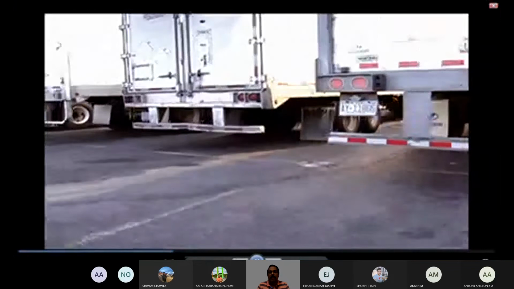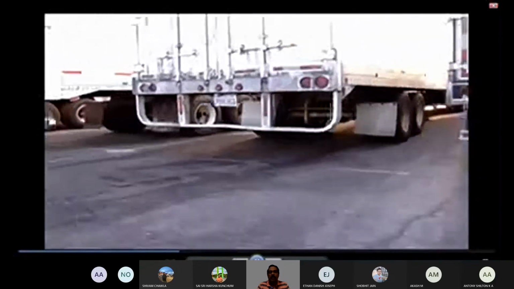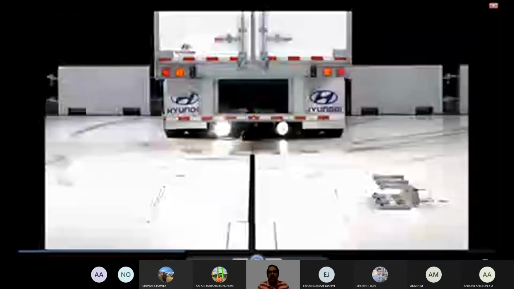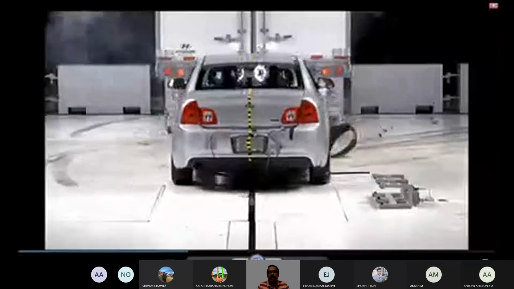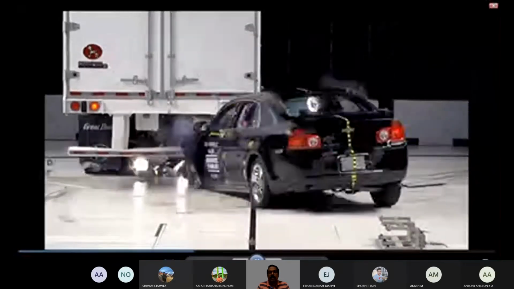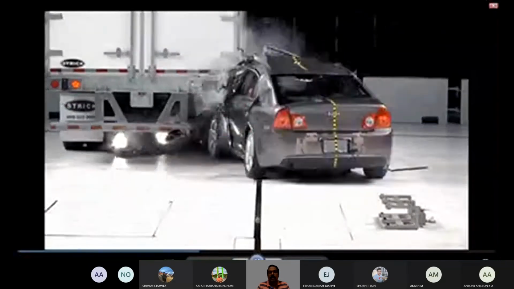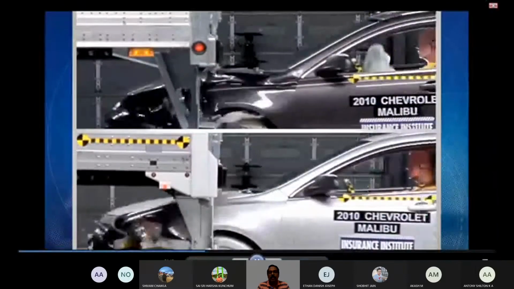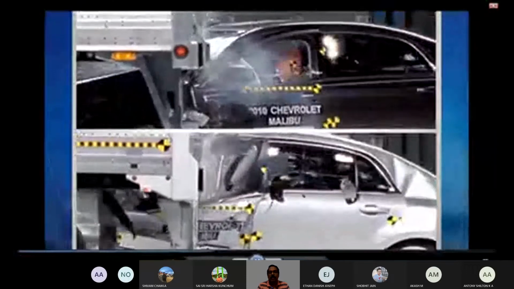So we took trailers from the 8 largest manufacturers by sales volume in the US, and we tested each of those trailers in 3 different conditions, all at 35 miles an hour. By doing this, we're able to show that some guards already perform much better than others.